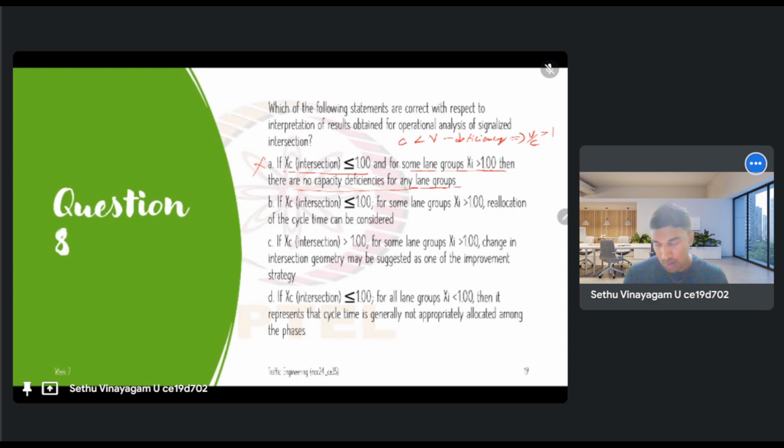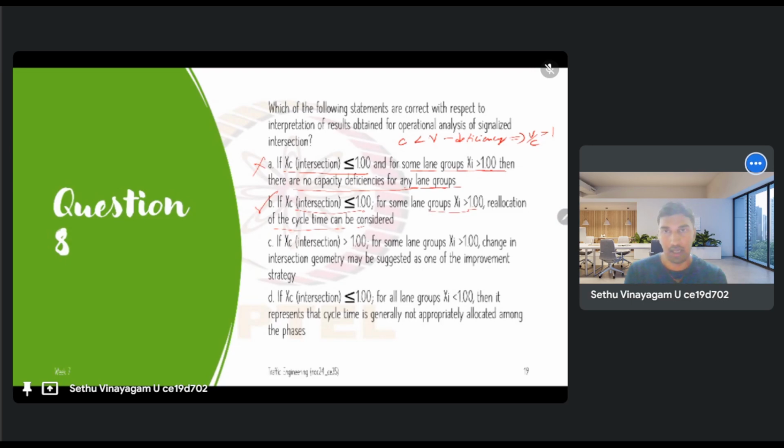So second option is the intersection is undersaturated, but some lane group is oversaturated, and reallocation of the cycle time can be considered, right? So this is true, right? So this is one of the strategies. Because some lane group has capacity deficiency, we can try to allocate more cycle time or more green time for that lane group which is having Xi value of greater than 1. Because it has more volume, you can give more time for it. So that can be one of the strategies to alleviate this capacity deficiency.